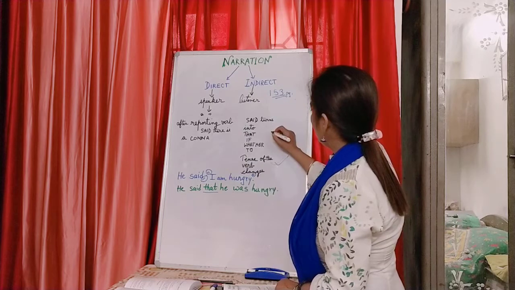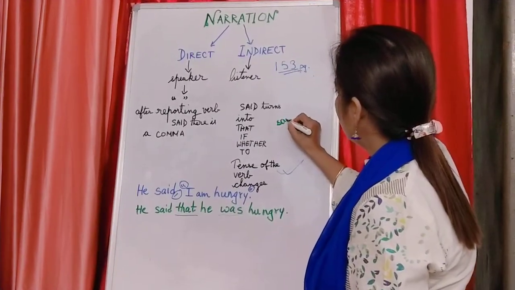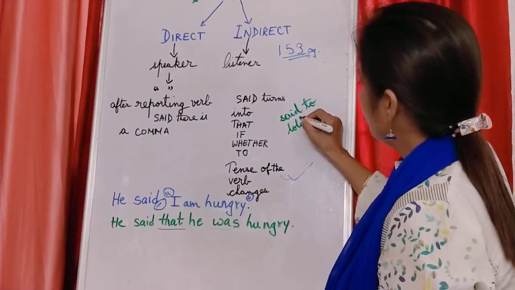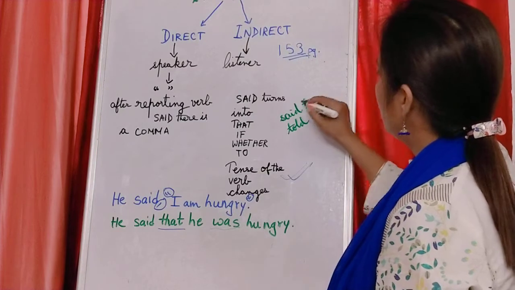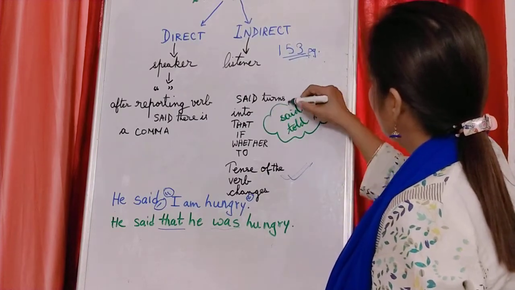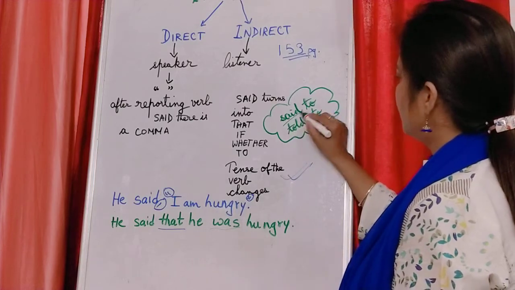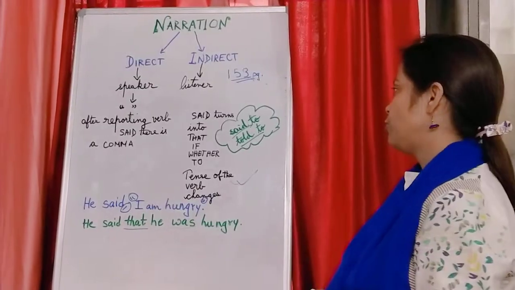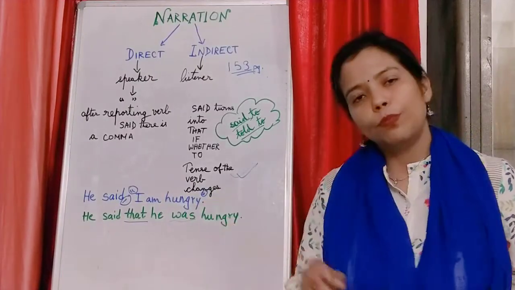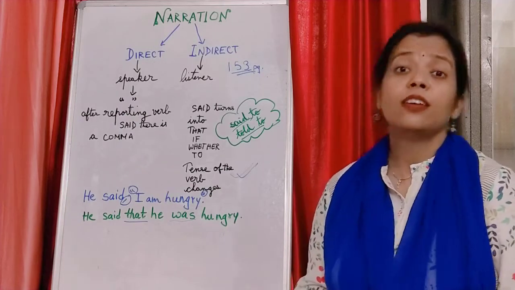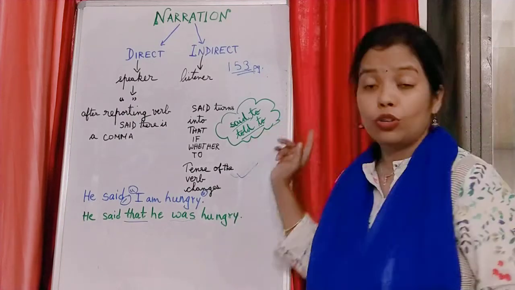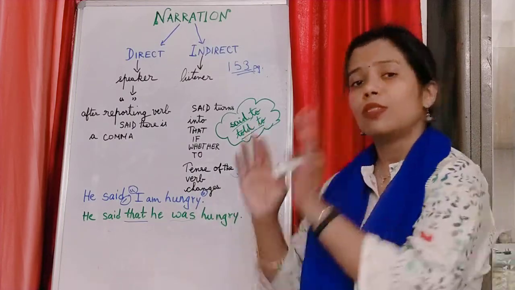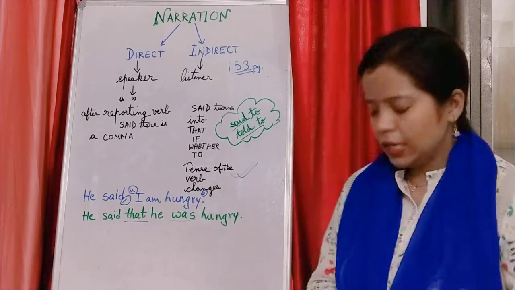Now, in an indirect speech, what happens? Either it is said to or it is told to. That means the reporting verb changes into said to and told to. This you really have to remember, that the reporting verb in direct speech, that is said, turns out to be said to or told to when I'm reporting, when I'm talking about that person to the third person.